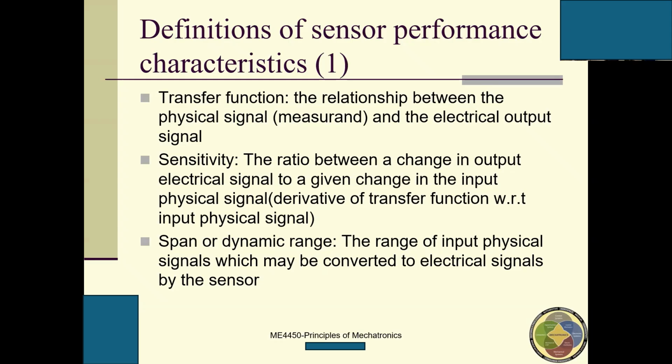Span, or dynamic range, is the range of input physical signals which may be converted to electrical signals by the sensor. Outside this range, your sensor will not work for your purpose or task, so you need to be very careful. You need to know the range of the signals you want to detect, and then select an appropriate sensor that can accommodate this span or dynamic range. Otherwise, it's not going to work very well.